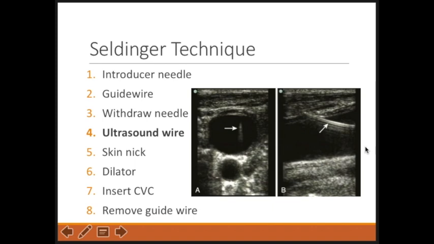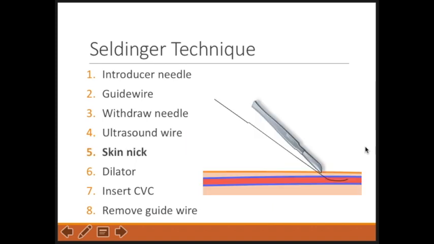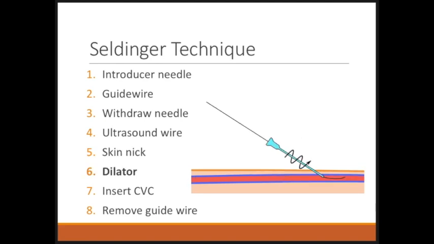Once you've confirmed the wire is in the vein and not the artery, you can then make your skin nick, about 2 to 3 millimeters, the diameter of a triple lumen catheter. Then you can begin your dilation.